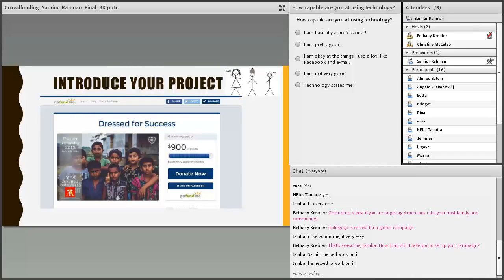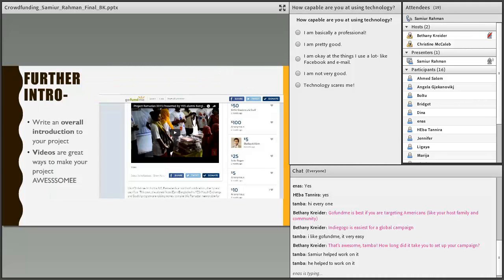So basically, when you go open an account, this is how we start. This is how you'd look if you go to our project, which was called Project Ramadan 2015. You know how Ramadan is a Muslim festival, and it lasts for a month. And this is how we presented our project. This is how it started.